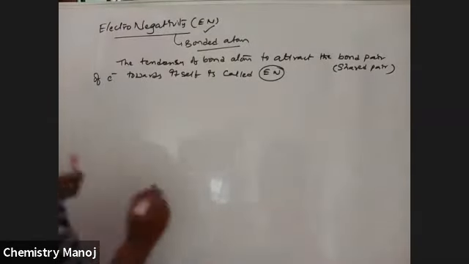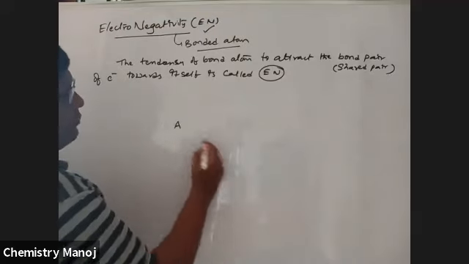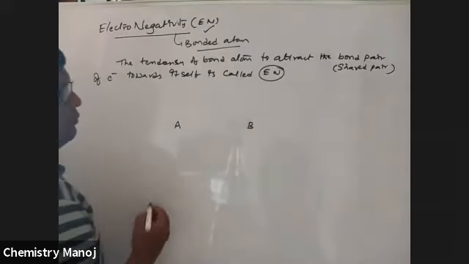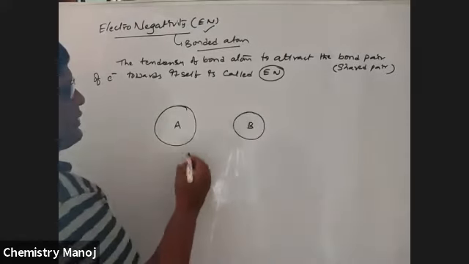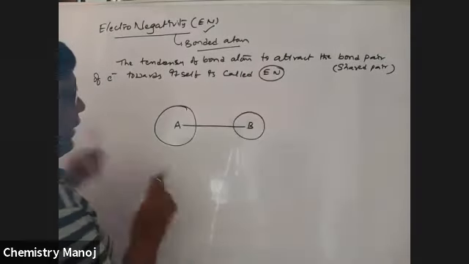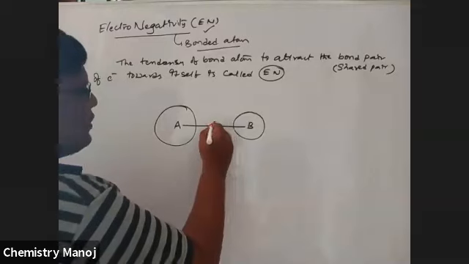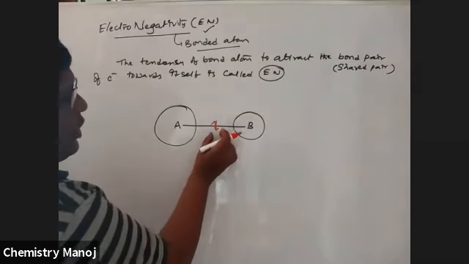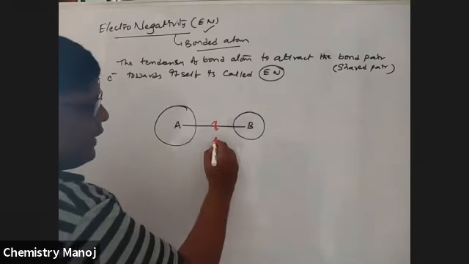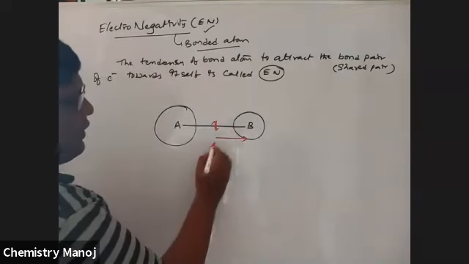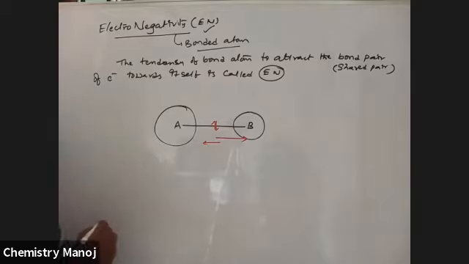See here. There is A atom and B atom. A atom has more size, B atom has less size. Here is a bond between A and B. This is the bond pair of electrons. Actually, this bond pair of electrons is exactly between these two atoms. But because of small size, it is strongly attracted towards this one. It is weakly attracted towards this one.